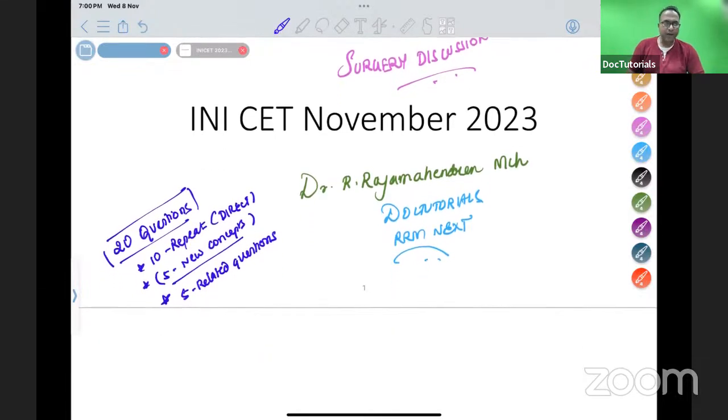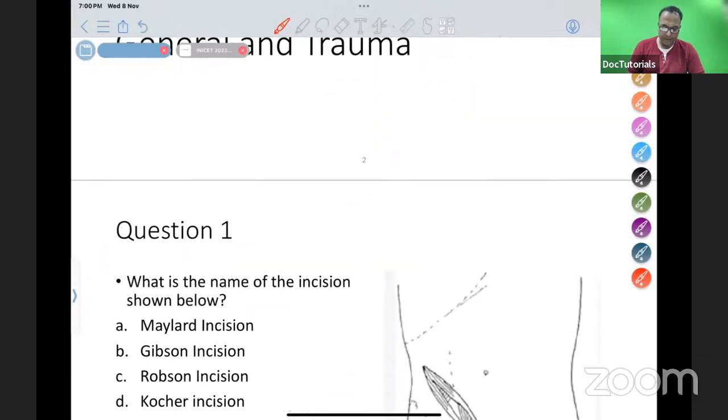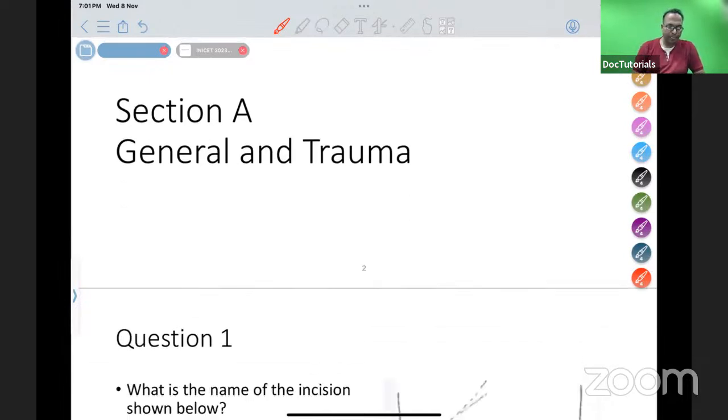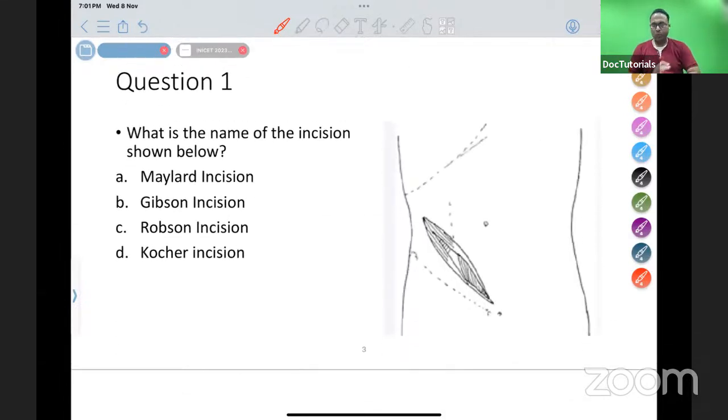As per our textbook and as our material, I'm going to go step by step. Section A, general surgery and trauma related questions. Let me start now. So this is a totally new question. So far this question is not asked in any of the exams, and I'm sure most of the students might not know the name of this incision. What is the name of this incision shown here?